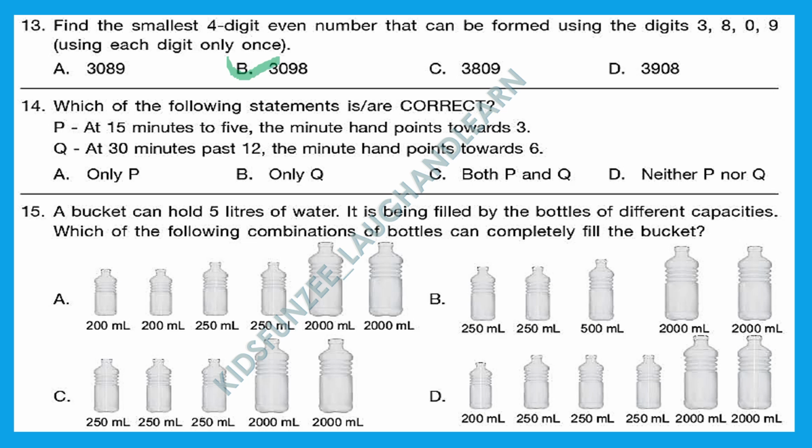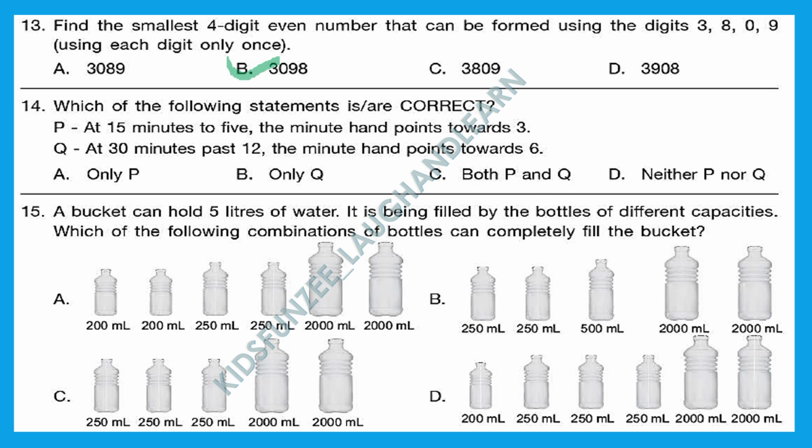Question 14. Which of the following statements are correct? The first one is P. At 15 minutes to 5, the minute hand points towards 3, which is absolutely wrong because 15 minutes to 5 means it is still 15 minutes there for 5 o'clock. So ideally it is 4:45. That means the minute hand should be at 9. So P is not correct.